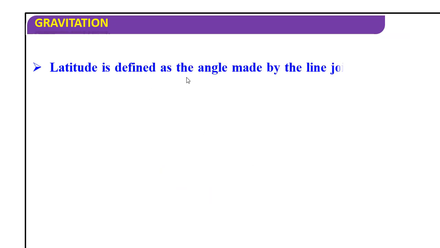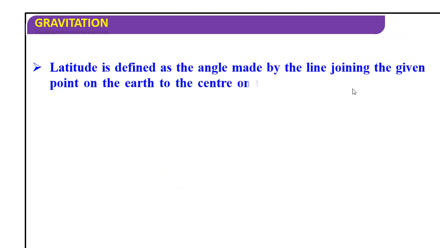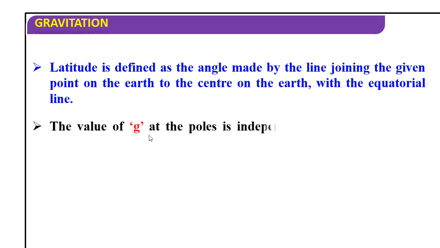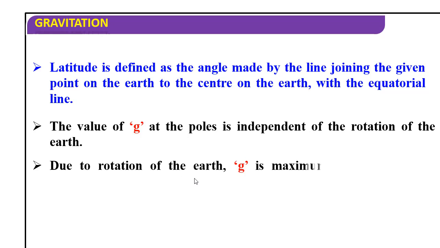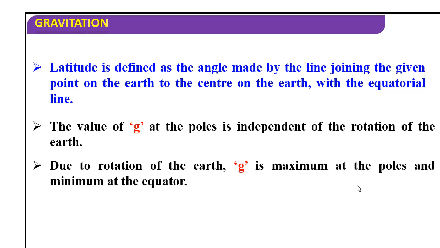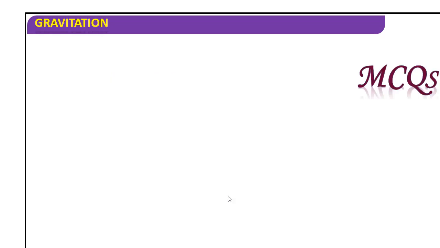So latitude is defined as the angle made by the line joining the given point on the earth to the center of the earth with the equatorial line. The value of g at the poles is independent of the rotation of the earth. Due to rotation of the earth, g is maximum at the poles and minimum at the equator.